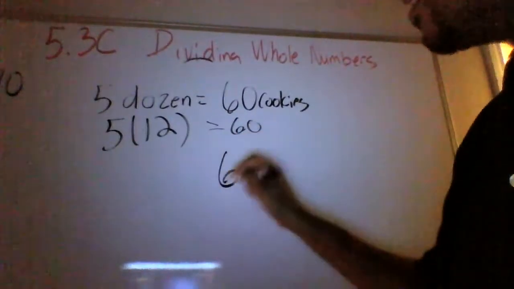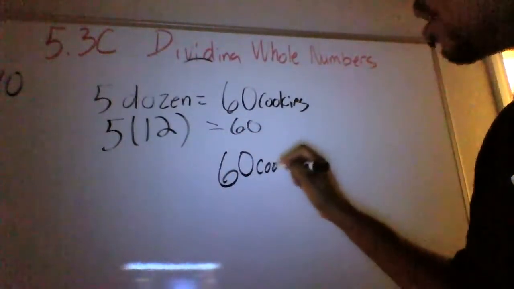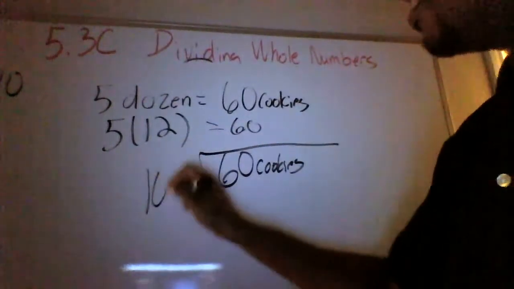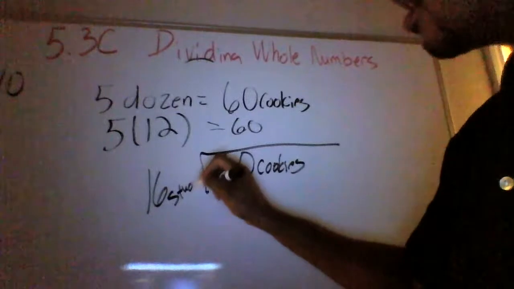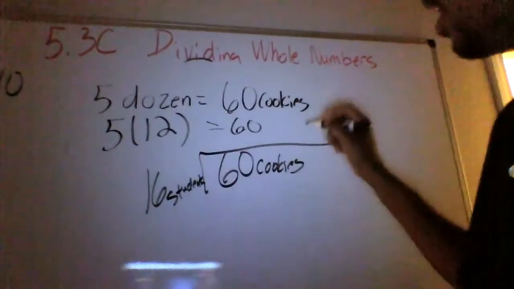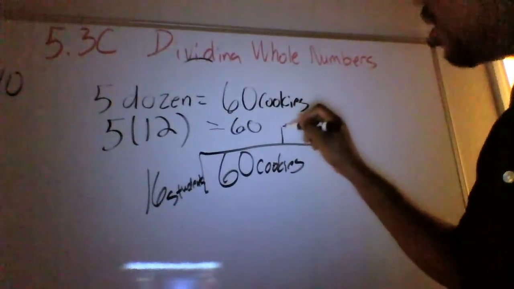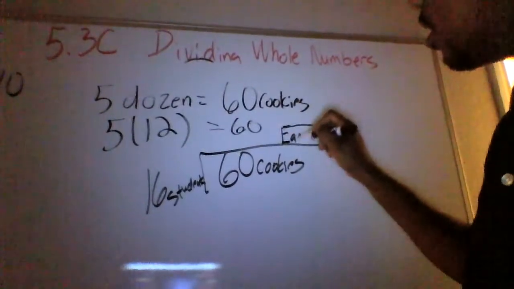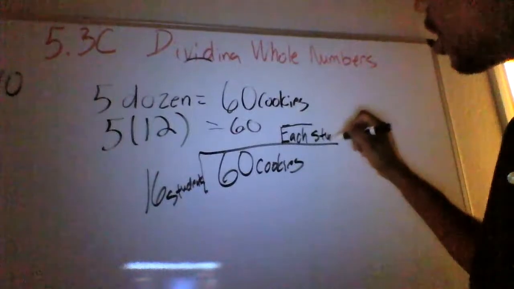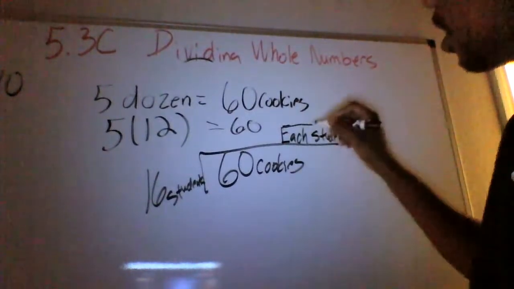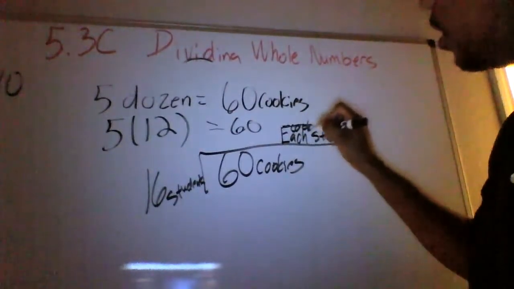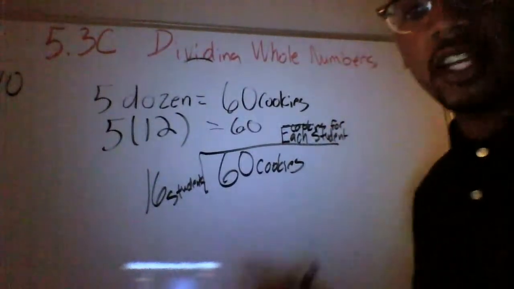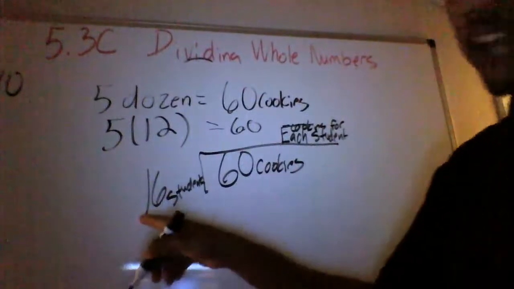So 60 cookies being divided by 16 students, and this answer will be the cookies for each student. So this will tell you how many cookies each student is going to have. All right, so you got 16.